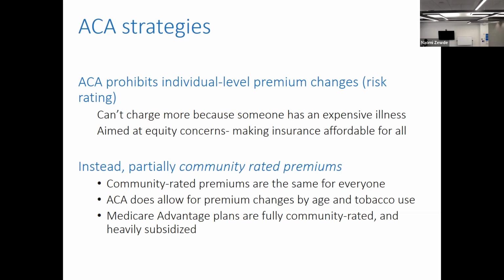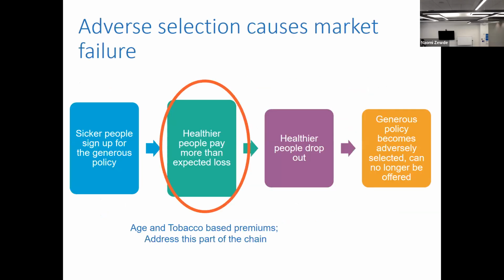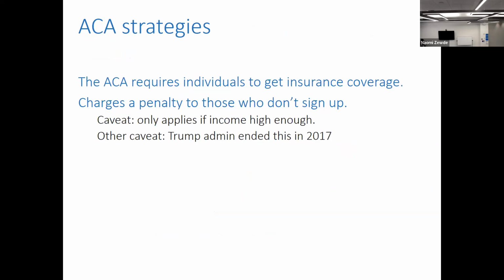Medicare Advantage plans, the federal government pays on behalf of the beneficiary. Those are community rated plans. So that's addressing this part of it, the fact that healthier people pay more than the expected loss. It just evens it out a little bit so that your premium reflects your own expected loss a little bit more closely. And then also the ACA requires people to get insurance coverage. It only applies if your income was high enough. And then also they actually reduced the penalty to exactly $0. So there's no real binding penalty anymore.